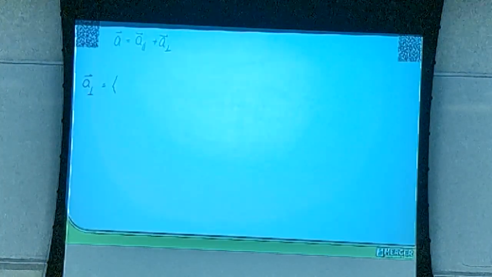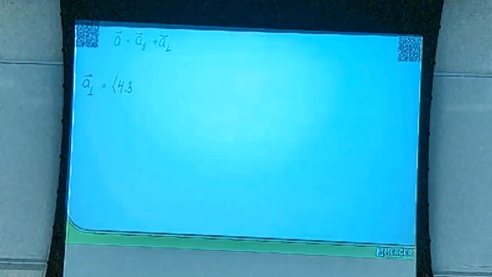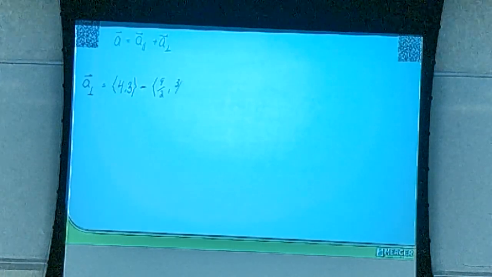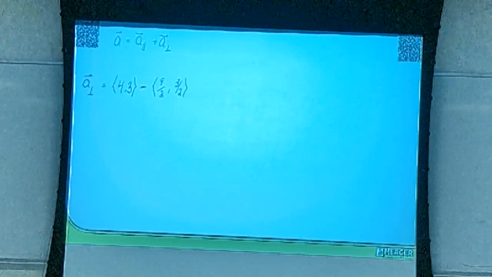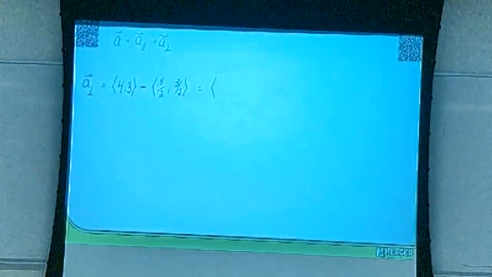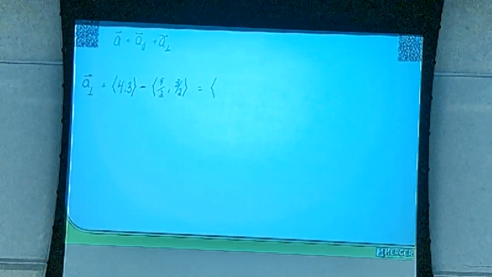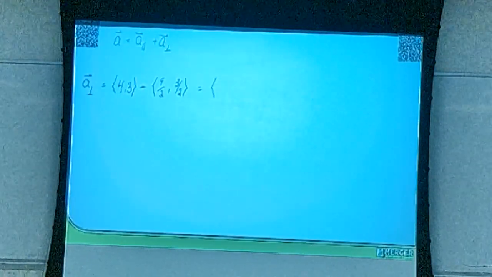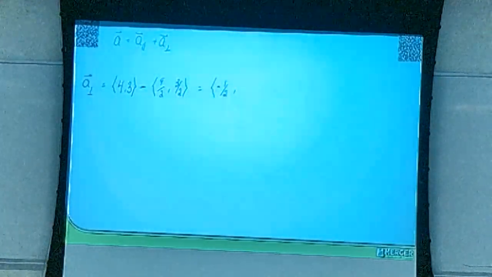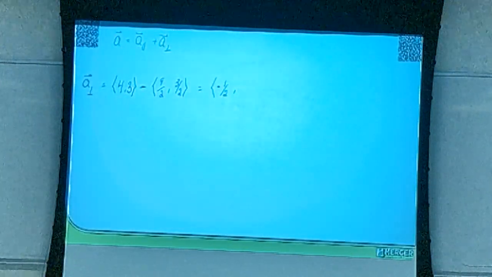A was 4, 3. And that's the parallel component. 4 minus 9/2. Oh, how dare you making us deal with fractions. -1/2. In which case I argue, at least they're simple fractions. 3 minus 3/2.